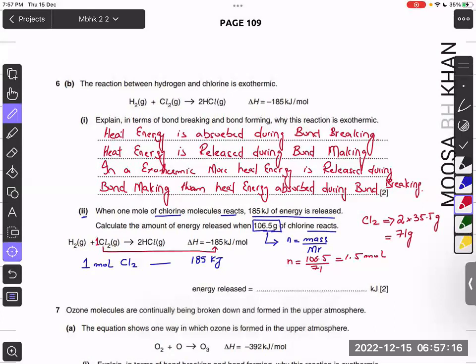So when 1 mole of chlorine is reacting, 185 kilojoules of heat energy is released. लेकिन जब 1.5 मोल ऑफ क्लोरीन रिएक्ट करेगा तो कितनी हीट एनर्जी रिलीज होगी? When 1.5 mole of chlorine reacts, how much heat energy is released? That would be x. इसको क्रॉस मल्टीप्लाई कर लेंगे हम जैसे मोल्स में करते थे. x into 1 and 1.5 into 185. So x is equals to 1.5 into 185, and this would give us 277.5 kilojoules. So heat energy released is 277.5 kilojoules.